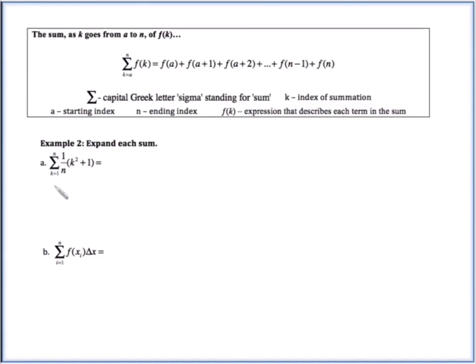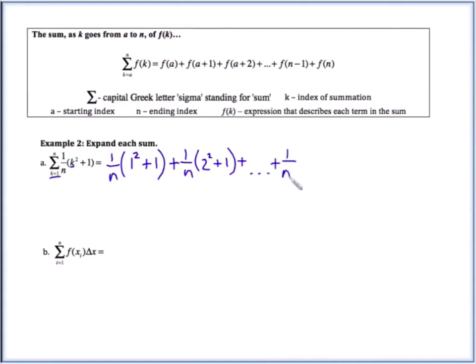And you can see that those two variables are right here as well. So again, we do the same thing where we substitute our starting index in for k. So we get 1 over n times 1 squared plus 1. And then we would increase that k by 1. So it's still 1 over n times 2 squared plus 1. And this is going to continue until we reach n. But because we don't know what n is, we're going to just go ahead and put an ellipsis here, saying that this continues in the same manner.